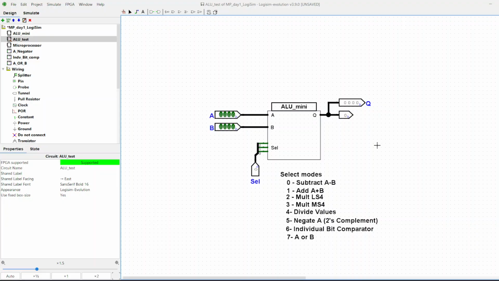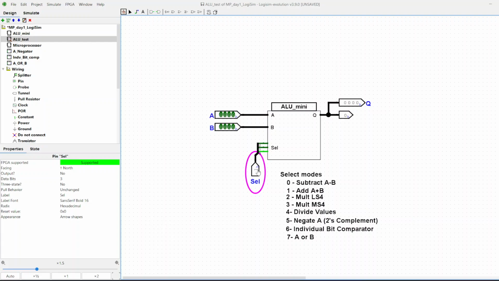Over here we have the ALU, the test circuit to be specific, and we're gonna try these 8 modes, or the original 4 modes that we had, plus the 4 extra that we made. To begin, let's start with mode 1.